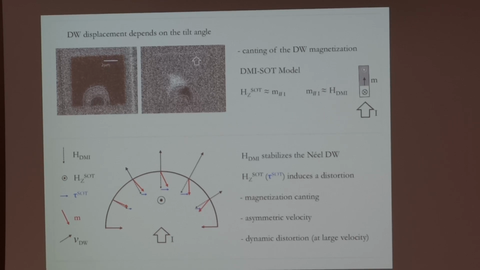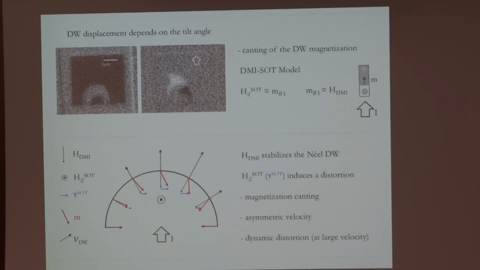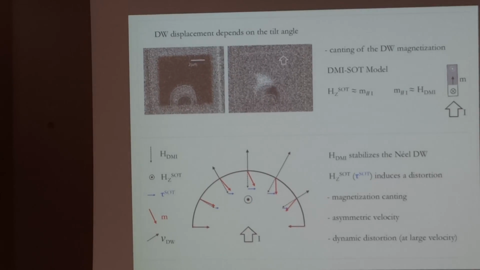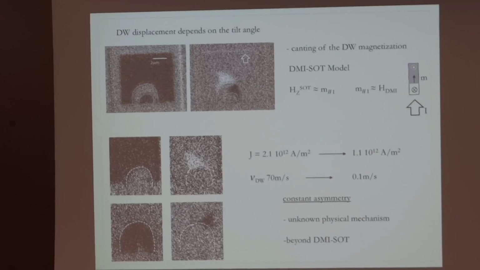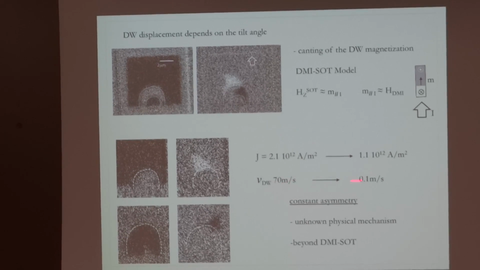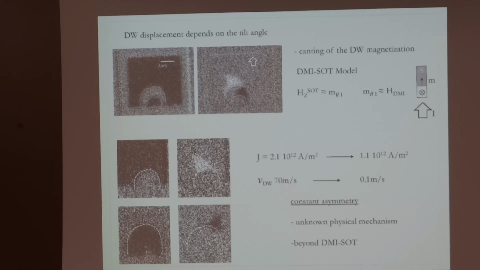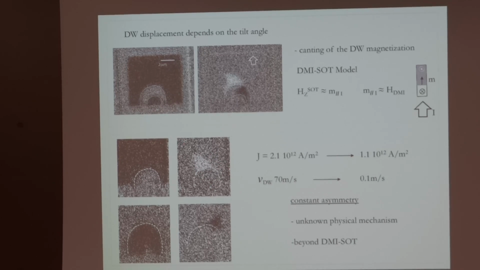But this is not all. Because this distortion you would only expect to have at high velocity, because this is a dynamic effect. If you slow down, you're not supposed to have this distortion. This should only be when you go fast. So we tested this. We varied the current density by roughly a factor of 2, which modifies the domain wall velocity by 3 orders of magnitude. And interestingly, we see that the angle where we see the maximum domain wall velocity stays the same. So we don't know what it is, but we believe this is beyond the Thiaville model. And so far we have no explanation for it.